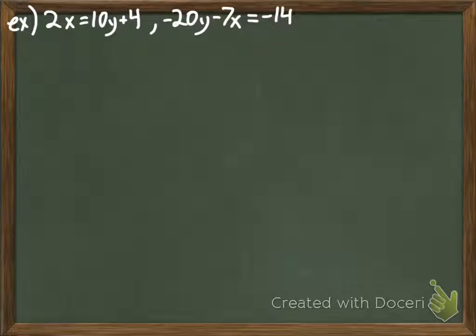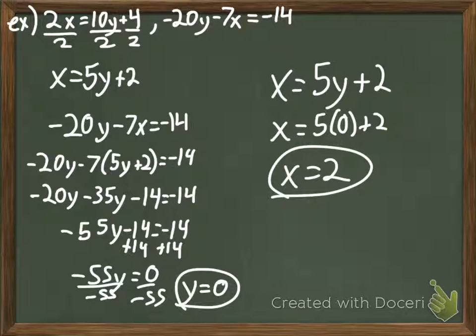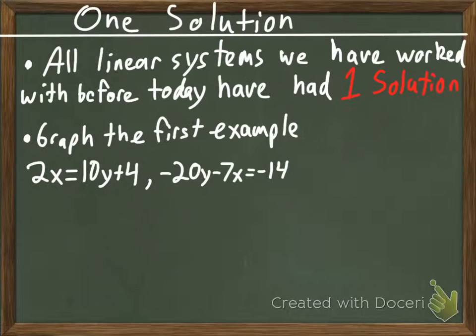Okay, here's another example I want you to try with your group. So go ahead, pause the video, and solve this using any method that you choose. After you solve, you should see that you get y equals 0 and x equals 2, which means that this isn't no solution, it has a solution. So, this is a one solution problem.